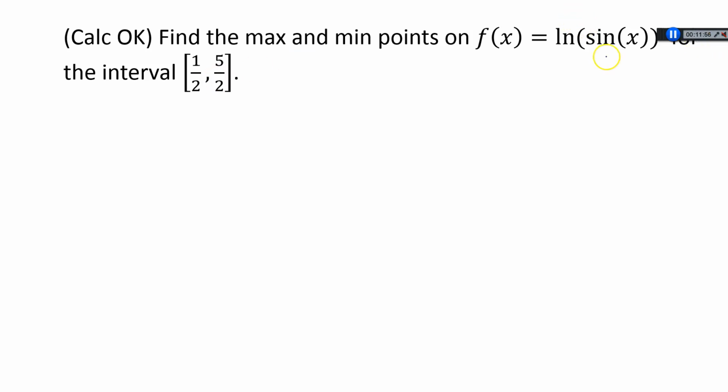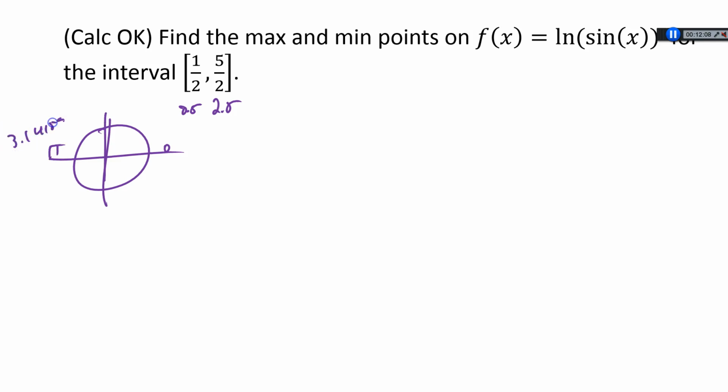The reason I know that it's continuous is because of sine of x. So 1/2 radian and 5/2 radians, these are kind of weird numbers, right? If we think about them as decimals, 0.5 and 2.5, think about the unit circle. This is 0 radians, this is pi. Remember pi is 3.14159, blah, blah, blah, right? So these are both positive values.